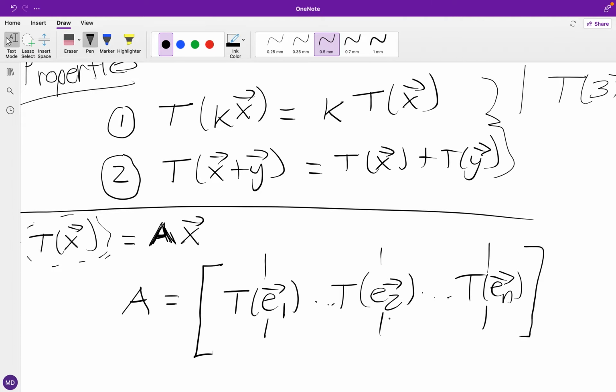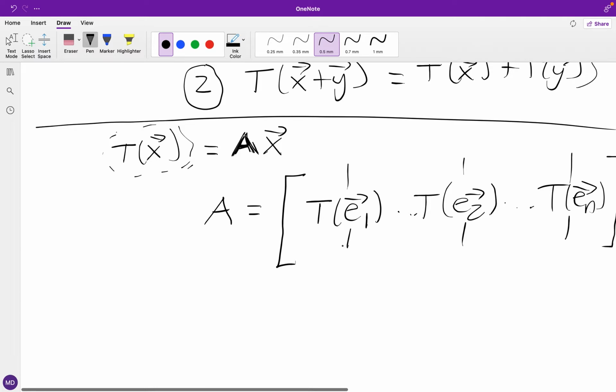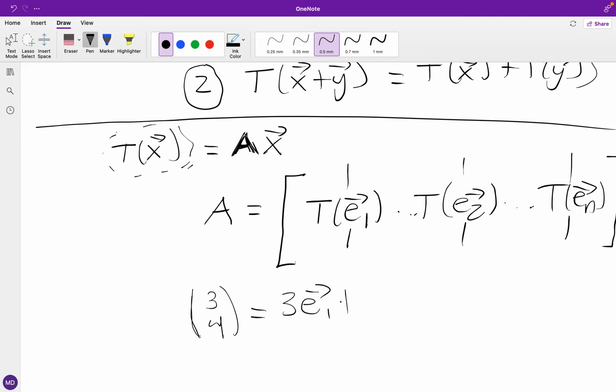So in other words, if we can transform our x-axis, our y-axis, and our z-axis or whatever, we can actually form our transformation matrix. And the reason for this is because any vector can be represented as a sum of the unit vectors, right? So say we have the vector 3, 4. I think we can all agree this is equal to 3e1 plus 4e2, right? Or 3i plus 4j.